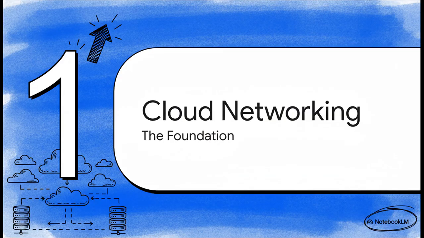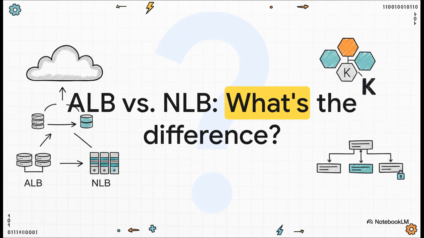All right, let's dive right in with Section 1, Cloud Networking and Security. This is the bedrock. Seriously, if you get this part wrong, it doesn't matter how great your application code is, it's just not going to work right. Okay, this is a classic. If you're in an AWS-focused interview, you're almost guaranteed to get some version of this question. What they really want to know is, do you understand how to route traffic correctly and efficiently for different situations?